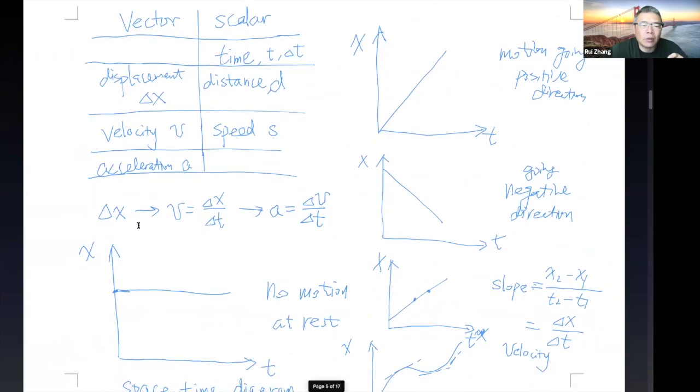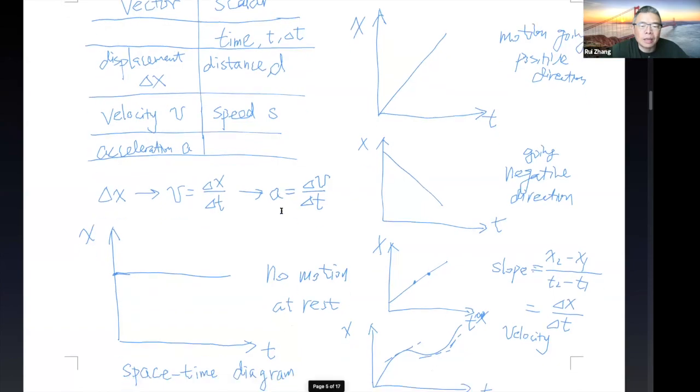Okay, now the relation between the quantities that we introduce can be put in this kind of a simple relation. Basically we have the displacement, right? And then we want to describe how the position changes, so we got velocity, and then we want to describe how the velocity changes, we got acceleration. So they're related like that.